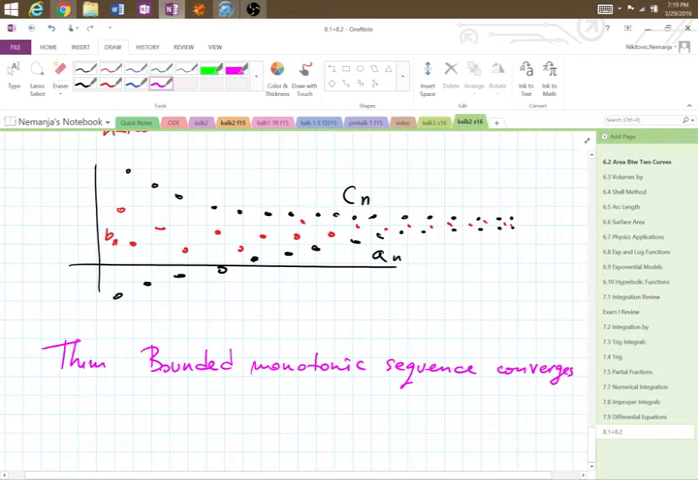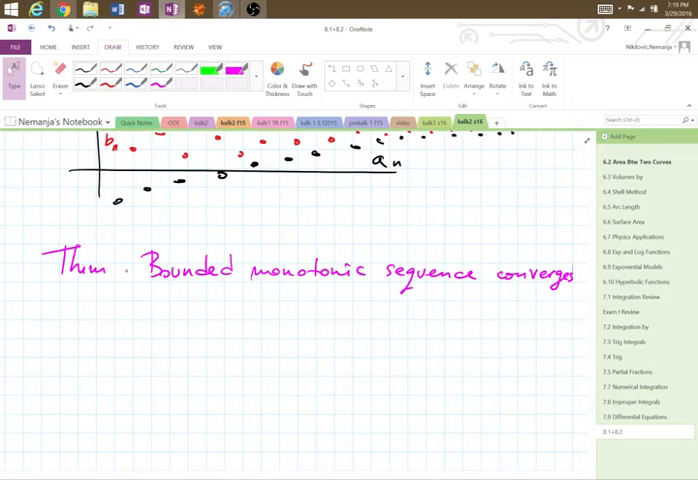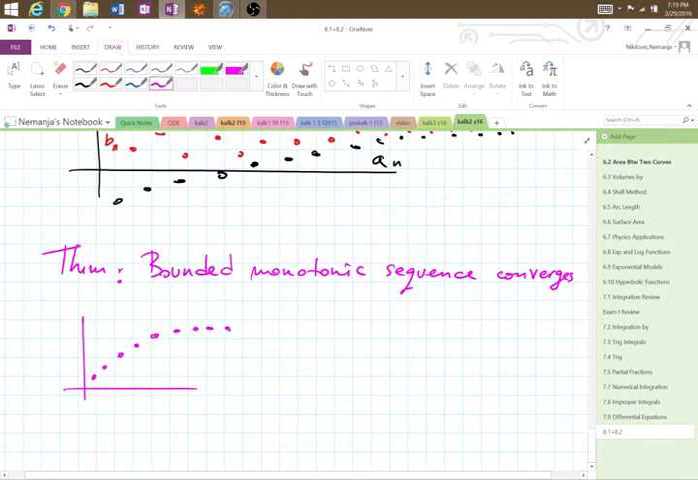Yeah. So a bounded and monotonic sequence converges. Bounded immediately means it converges on that side, right? Monotonic means it's increasing. So think about this: here's the bound. It's approaching that bound, and the bound is the limit at which it converges. It converges at that value, the value of the bound.